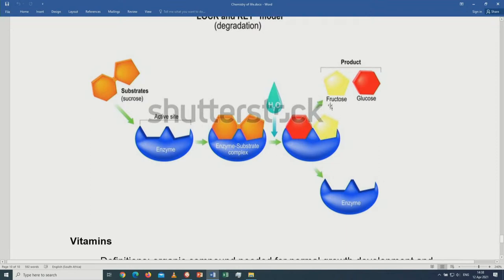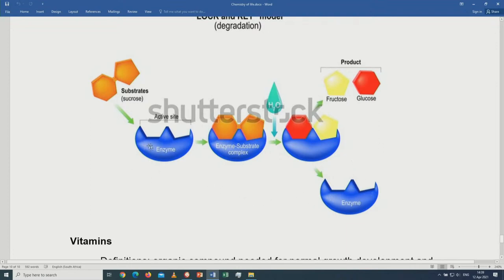The products which are going to be formed here in the case of sucrose will be fructose and galactose. So now these are the products, and here is the enzyme. Can you see that this enzyme hasn't changed? So it can be used over and over.